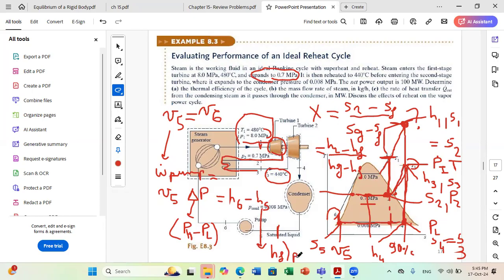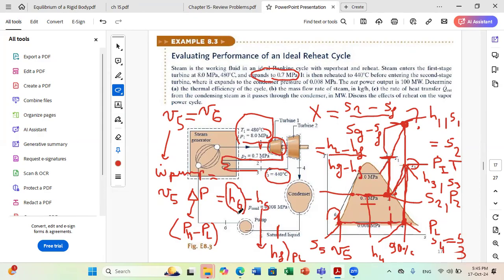Okay, so now from the energy balance of the pump, you can calculate your final enthalpy, which is H at point 6. So always in a cycle, we need to determine first the enthalpies at different points because we need them in order to find all other properties.